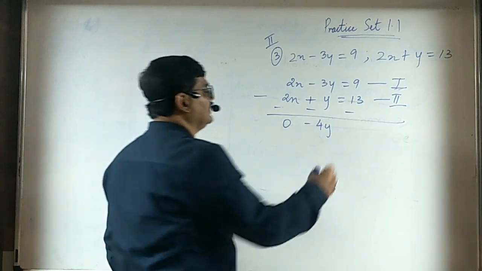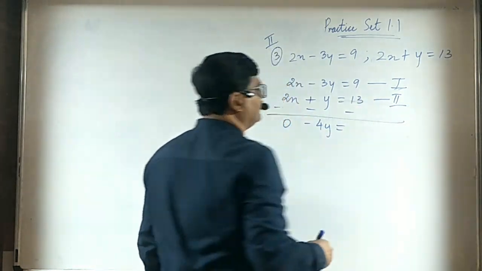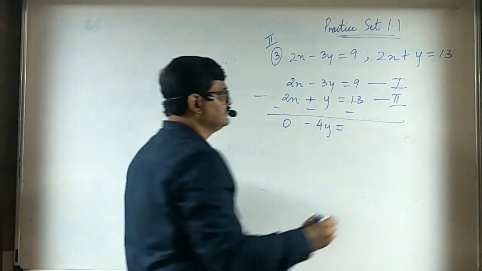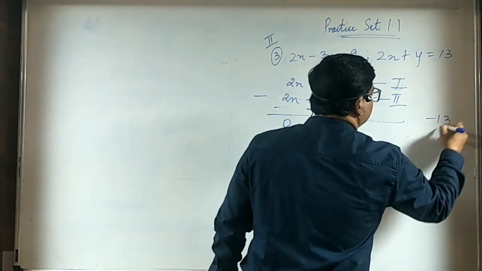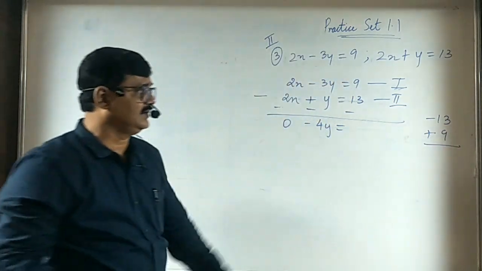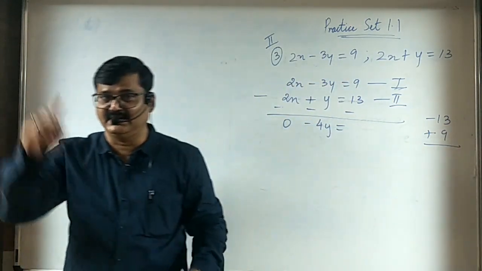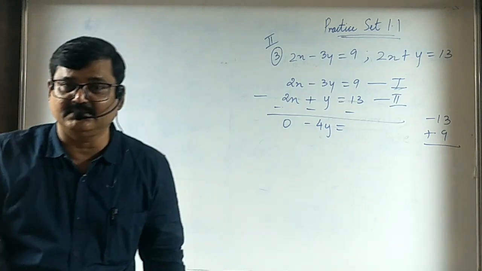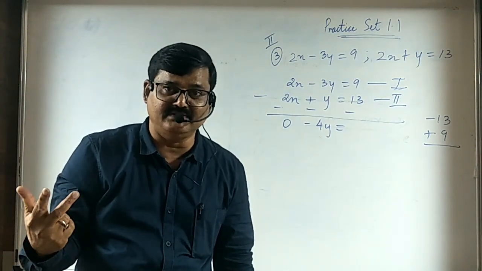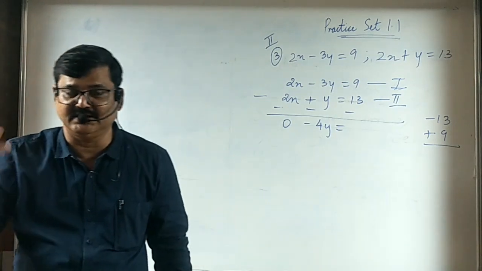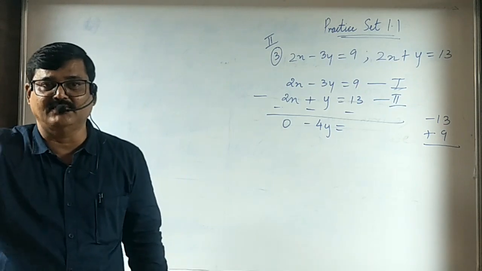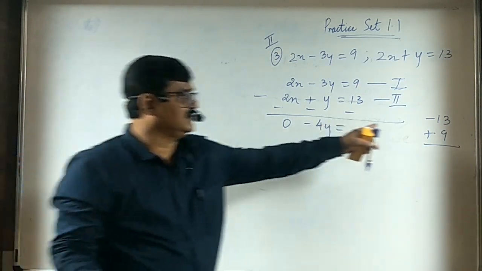But here you can see 9 has a plus sign and 13 has a minus sign, so it is minus 13 and plus 9. I told you in the 9th standard that if one number is plus and one number is minus, we have to subtract. If both numbers have the same sign, either plus plus or minus minus, we do the addition. And subtraction is possible in only one way.